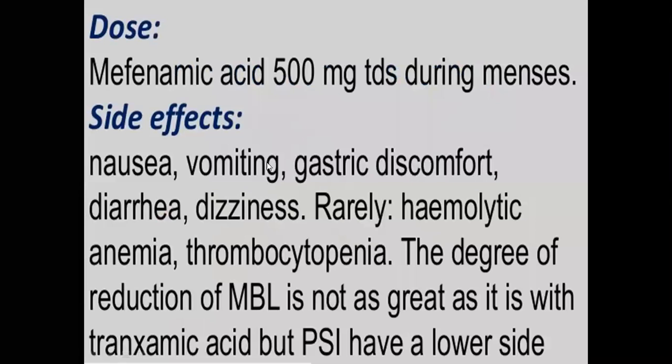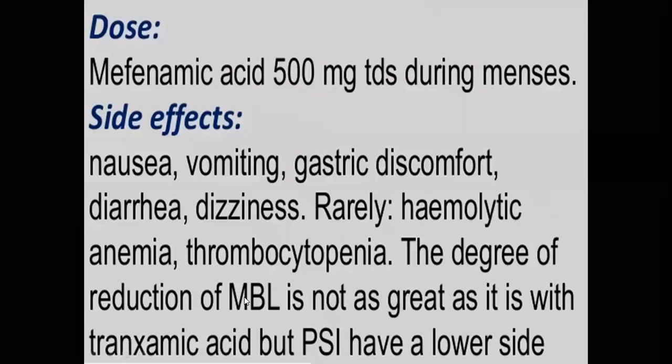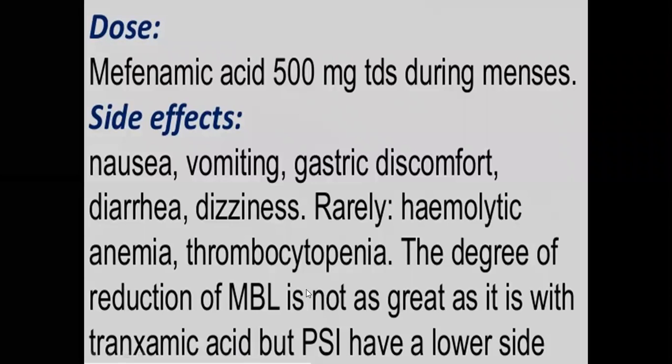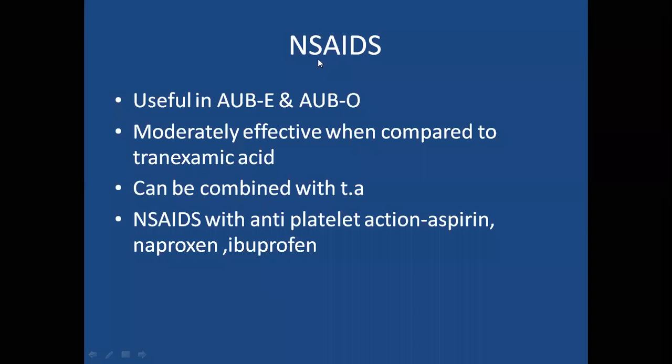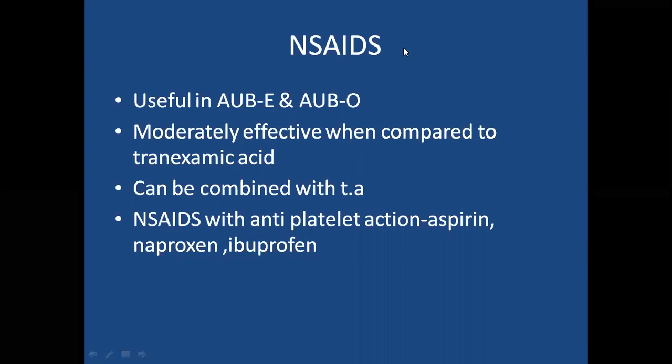The side effects are nausea, vomiting, gastric discomfort, diarrhea, dizziness. Sometimes, very rarely, hemolytic anemia and thrombocytopenia will occur. So the degree of reduction of menstrual blood loss is not as great as it is with tranexamic acid, but relief of dysmenorrhea will be good. So this mefenamic acid is useful in AUB-E and AUB-O, that is ovulatory dysfunction and endometrial dysfunction. This can be used.